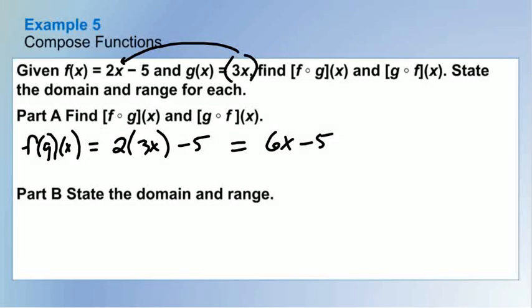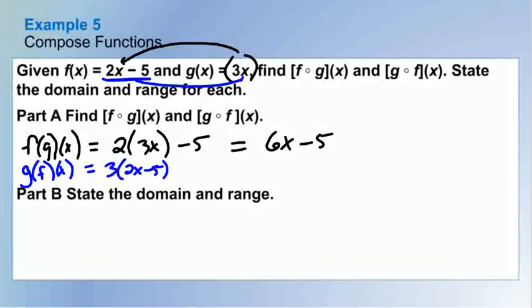And then the other one, if I did g of f of x, I have to put this now into this x. So this would be 3 times 2x minus 5. And that's going to give us 6x minus 15. Now, since both of these are linear equations, the domain and range for both would be all real.